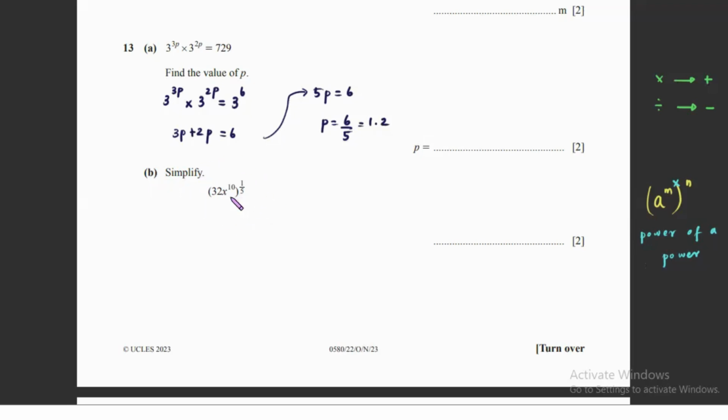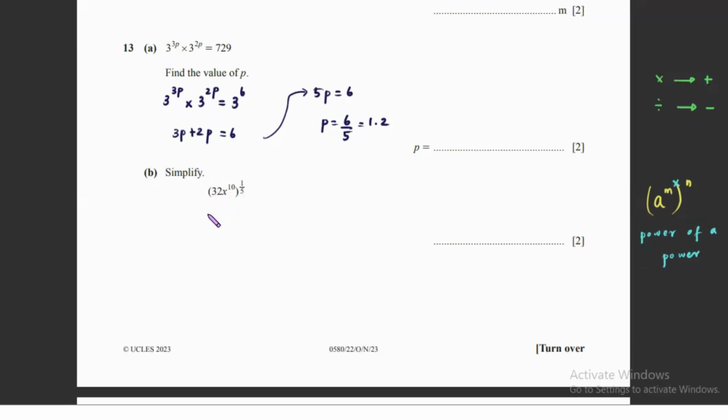You need to simplify this. So you have 32x to the power 10. The entire thing has another power of 1/5. So here the power that we have is a fractional index. So I'm going to write this 32 so that it has a power of 5, because here the denominator of the fractional index has a 5 in it. So I'm going to write this 32 in the index form so that it has an index of 5, or a multiple of 5.